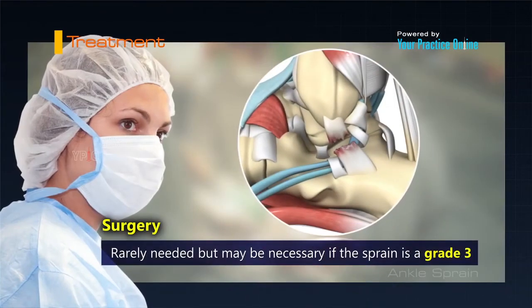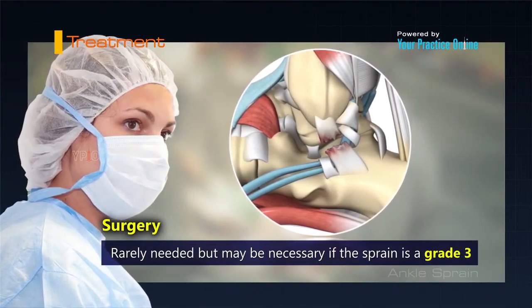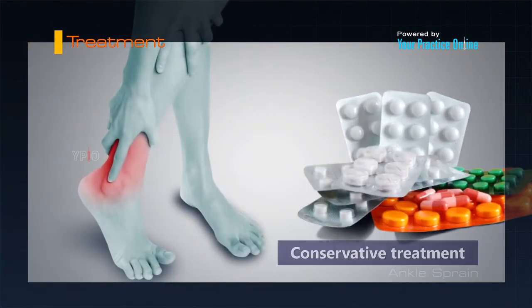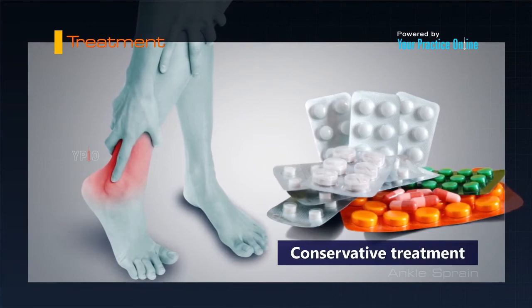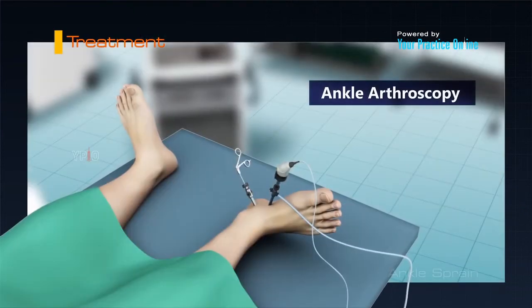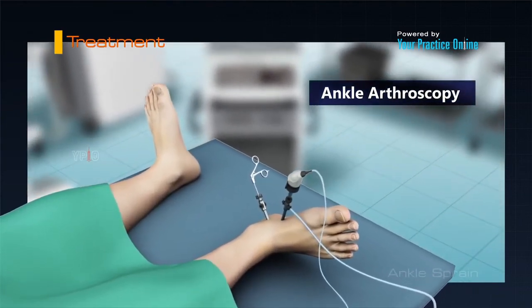Surgery for ankle sprains is rarely needed, but may be necessary if the sprain is grade 3 with complete tearing of the ligament and the patient does not improve with conservative treatment measures and months of adequate healing time. Your surgeon will perform ankle arthroscopy surgery to evaluate and repair the torn ligament.